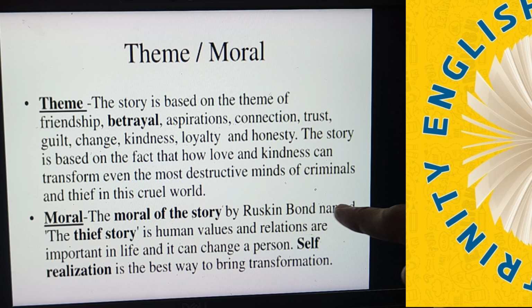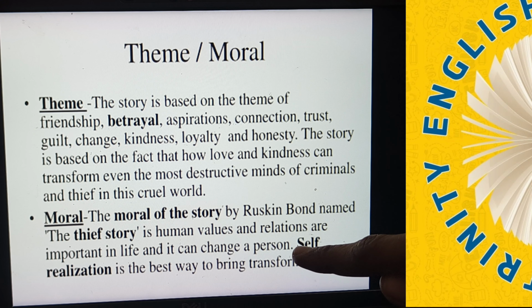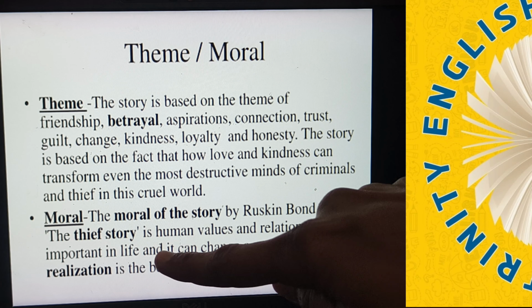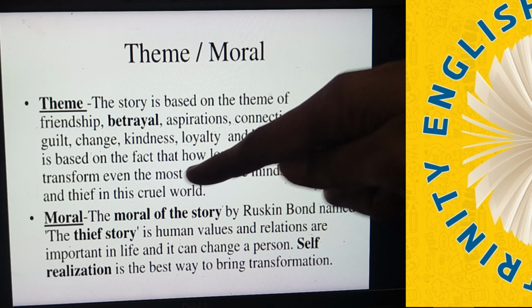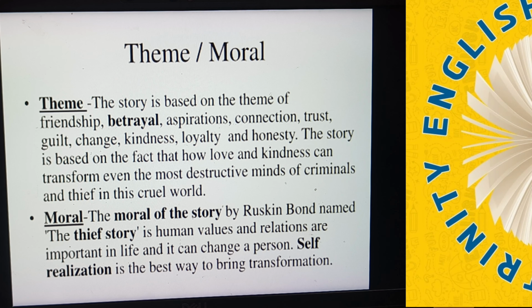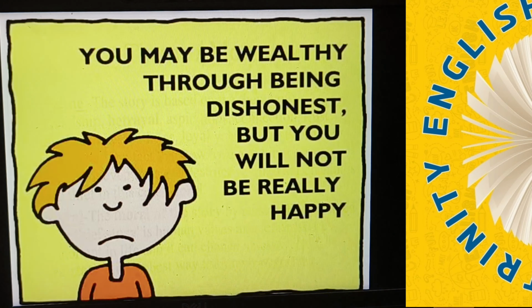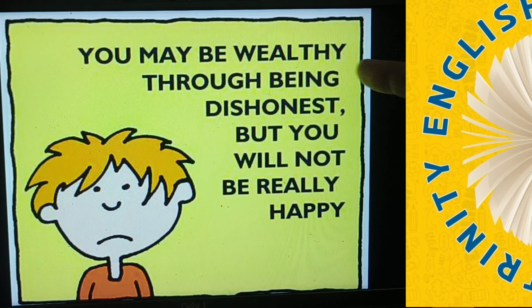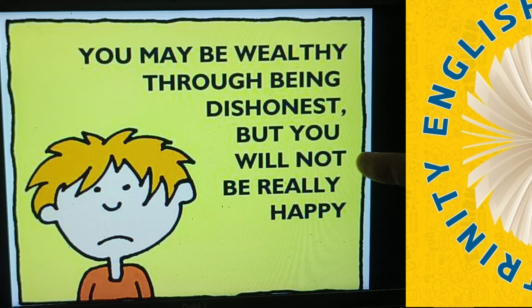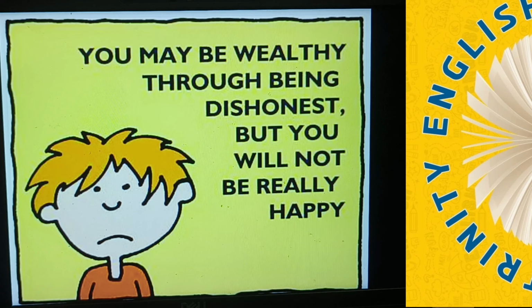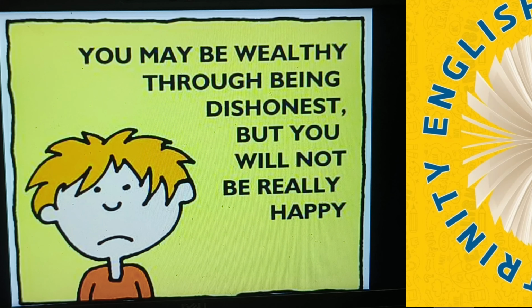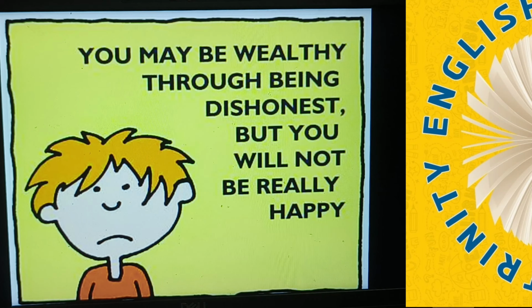Moral: the moral of the story by Ruskin Bond, named The Thief's Story, is that human values and relations are important in life and they can change a person. Self realization is the best way to bring transformation. So long as we do not have self realization, a realization from within our own self, nothing can change us. You may be wealthy through being dishonest, but you will not be really happy. You will never be happy as long as you steal or cheat other people.